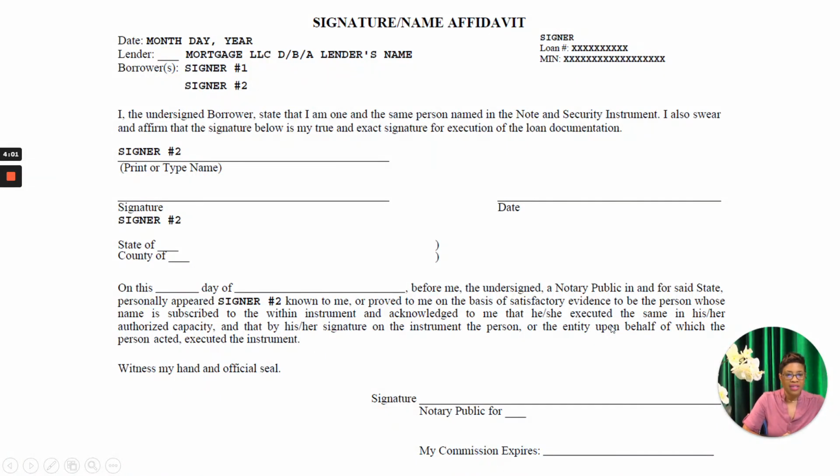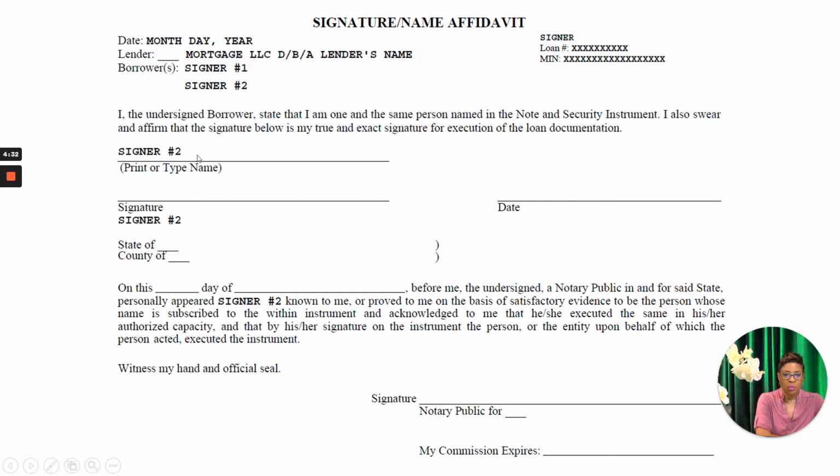All right, so name, signature / name affidavit. Now, doesn't this look familiar to you if you do loan signings? So I, the undersigned borrower, state that I am one and the same person named in the note and security instrument. I also swear and affirm that the signature below is my true and exact signature for execution of loan documentation.